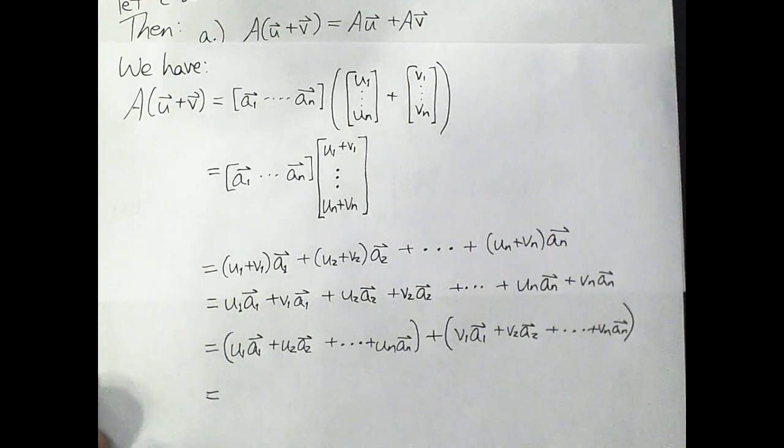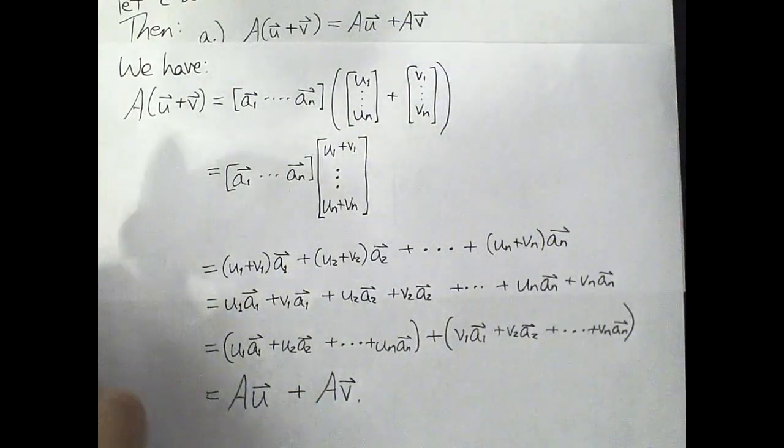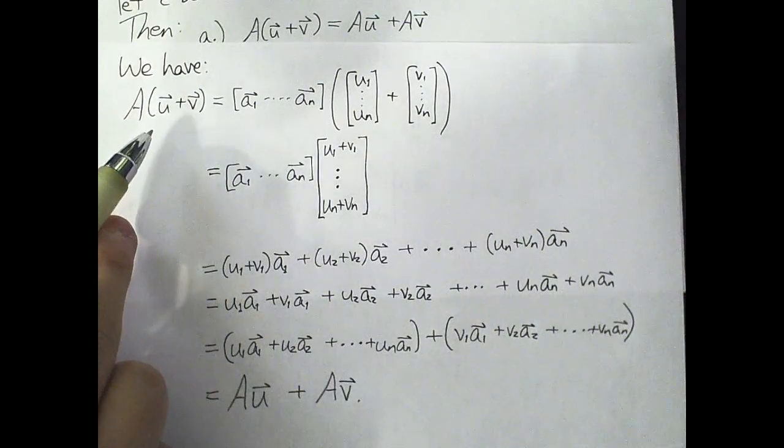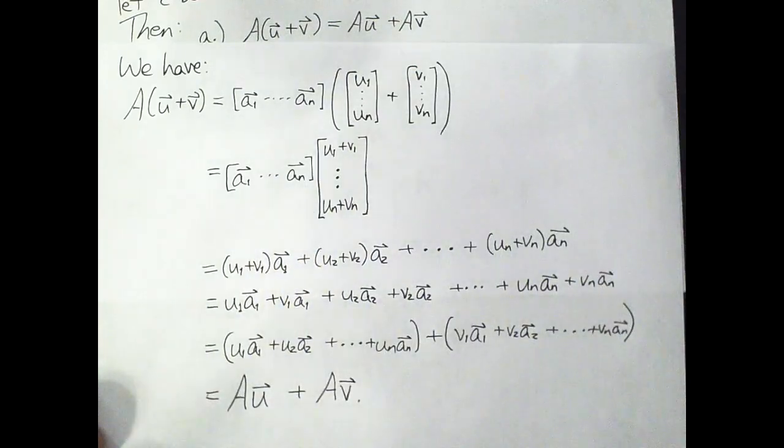And we did this because what does this whole thing in parentheses equal? It equals Au. And what does this other thing in parentheses equal? It equals Av. So we're done. We started with the left-hand side. We did the definitions. All we did really was work with definitions.